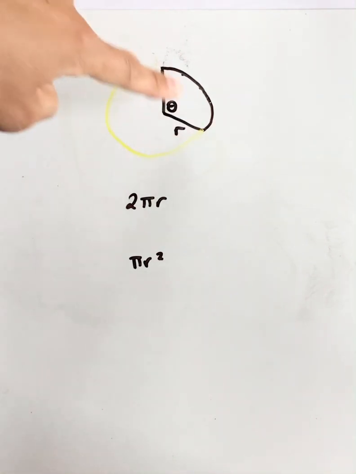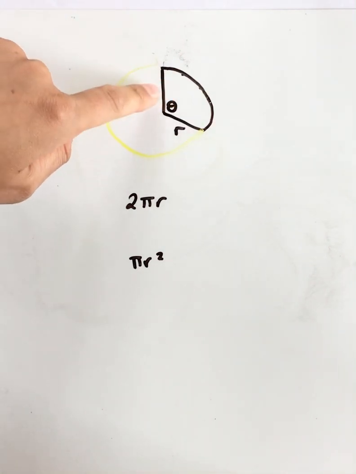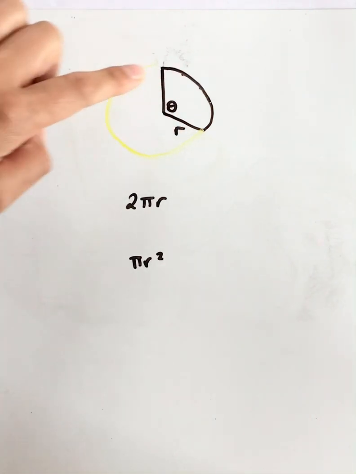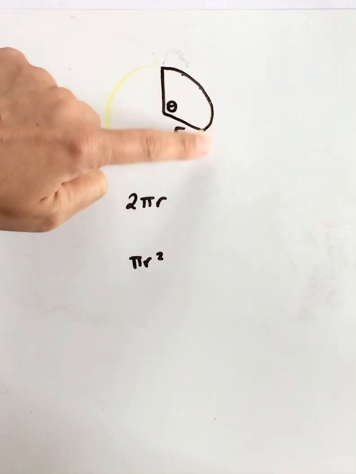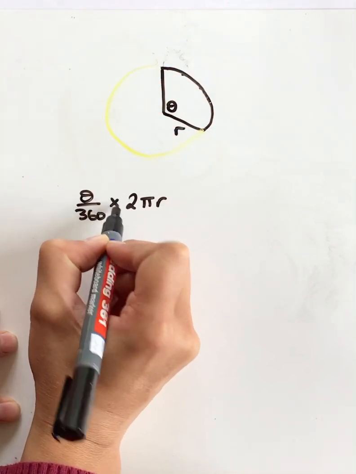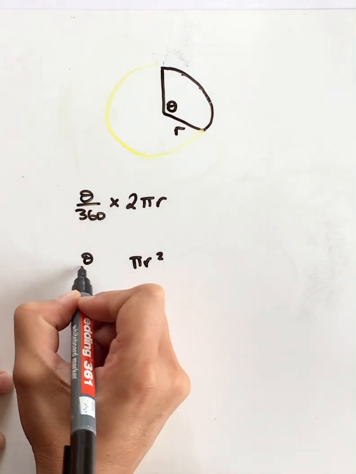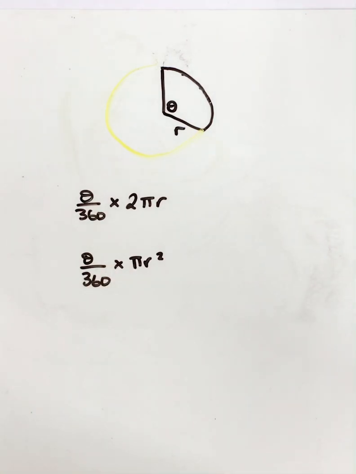If we're just working with this sector, if the angle at the centre is theta, then we've got theta out of 360 degrees. So the fraction of the circle contained within our sector is theta 360ths. So our arc length is theta 360ths of the circumference, and the area of our sector is theta 360ths of the area of the whole circle, pi r squared.